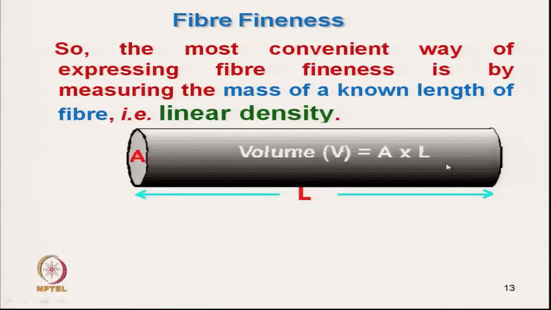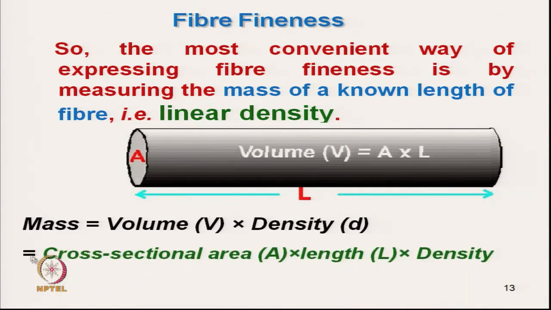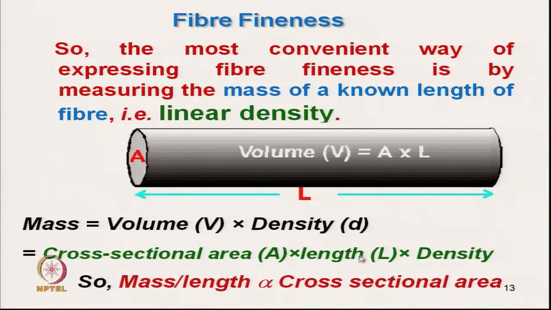This is one fiber; for our convenience we have taken a cylindrical shape. Volume is the cross sectional area times length. So, mass equals volume multiplied by density, that is the cross sectional area multiplied by length, which is the volume, times density. So, mass per unit length, m by l, keeping the density constant for a particular fiber, density remains constant. So, we can say mass per unit length is proportional to the cross sectional area.